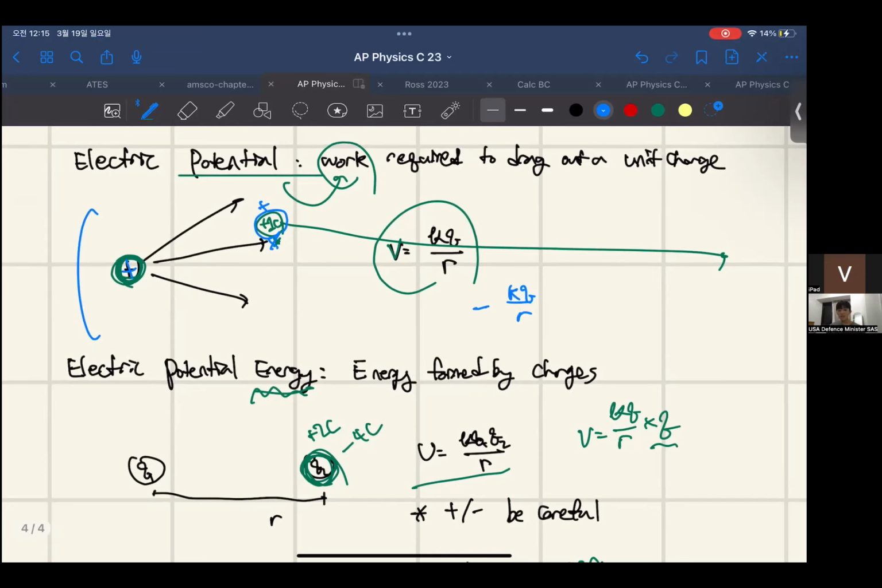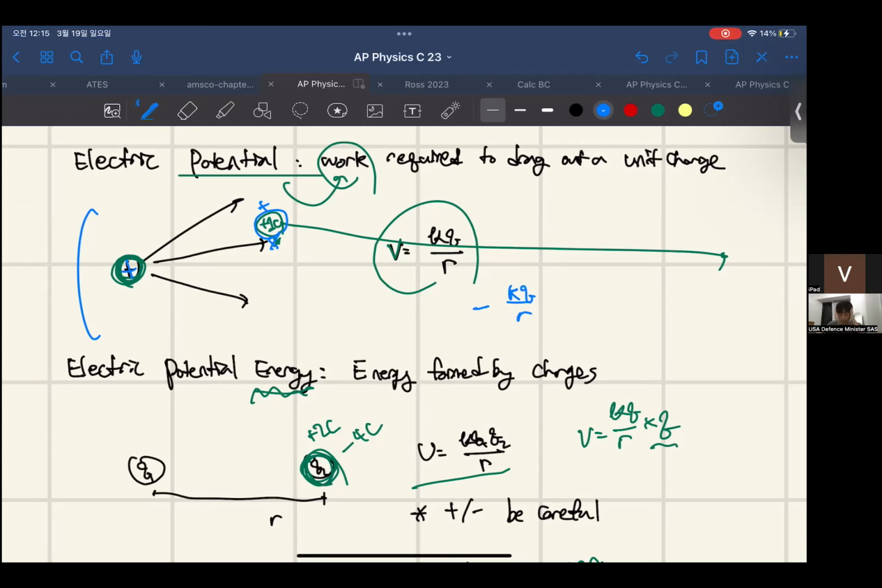Why? It's because you don't have to apply work to this point charge to drag it out of the electric field. In fact, you receive work from this charge that's moving by itself. Even though you didn't do anything, this charge is self-motivated and it's doing work by itself. Thus, this point charge is not getting applied work, but it itself is doing work. Thus, the work that you have to give in order to drag this point charge out would, in fact, be negative. Thus, it will be negative kq over r.